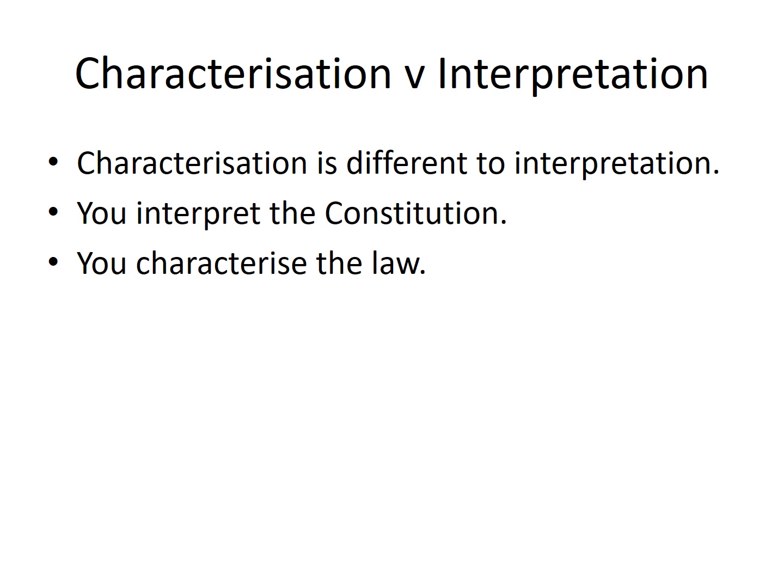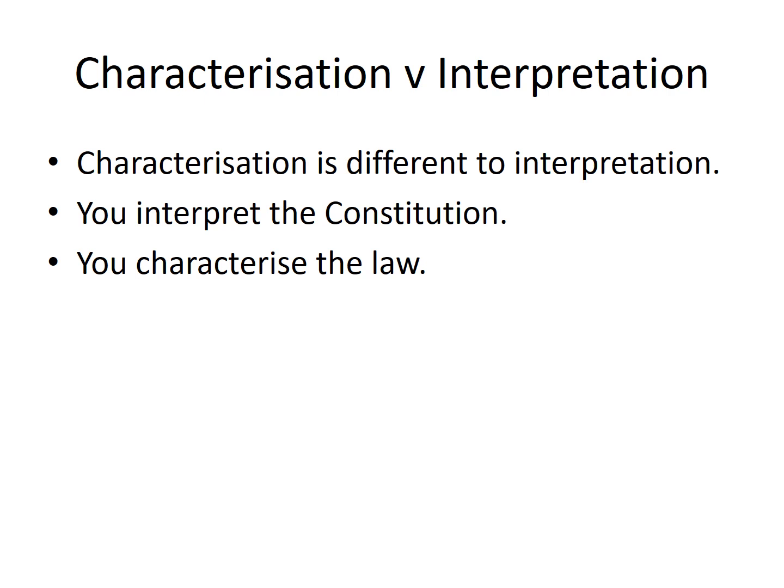For example, in the last lecture, I explained that the power to make laws with respect to trade and commerce with other countries and among the states does not permit the Commonwealth Parliament to make laws with respect to intrastate trade and commerce. That is because the High Court has interpreted the words "with other countries and among the states" to encompass only interstate and foreign trade or commerce, an interpretation that is obvious from any reading of the text.